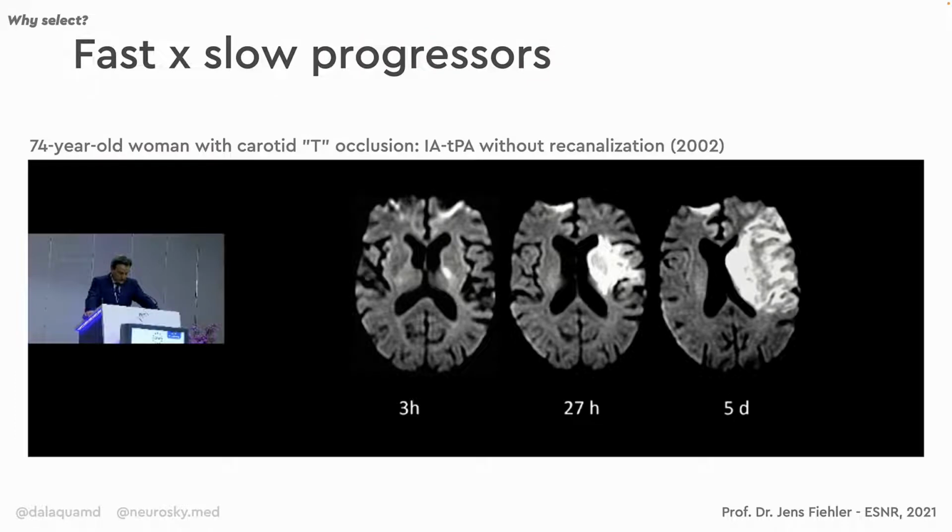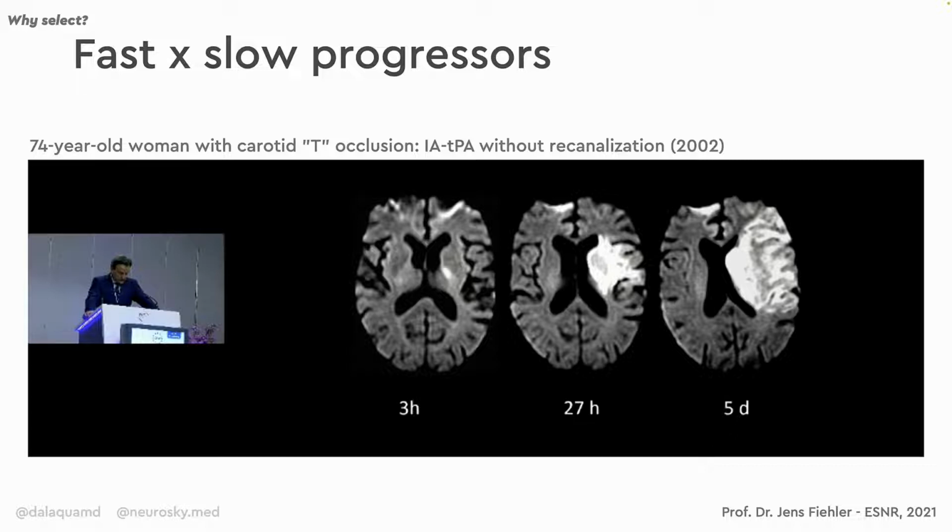So in the ESNR meeting of last year, we saw this presentation that I considered very interesting. This colleague showed us a case of a patient who was 74 years old and presented in 2002 with a carotid T occlusion, and at that time there was no mechanical thrombectomy. She only received intra-arterial TPA, and she did not have an efficient, correct recanalization with medical therapy alone.